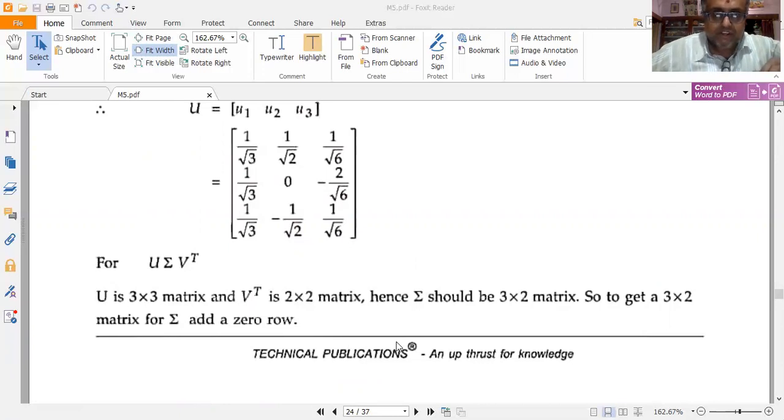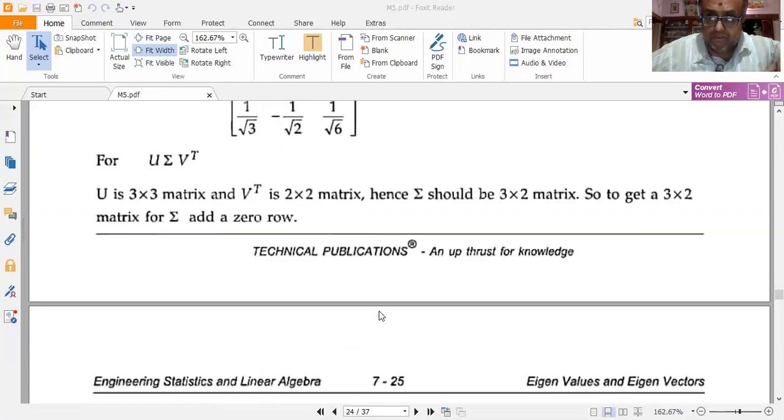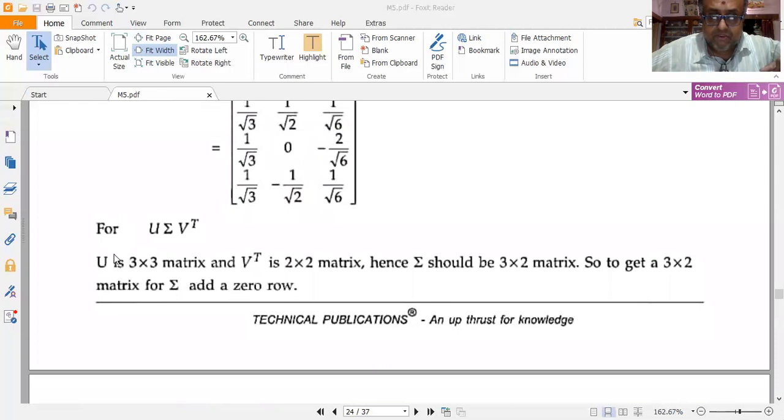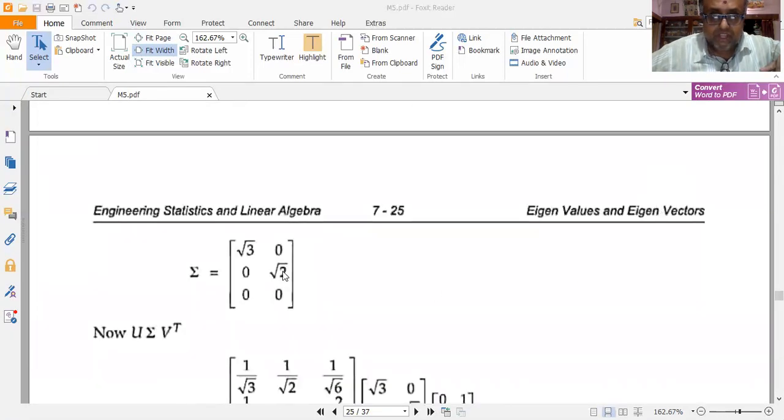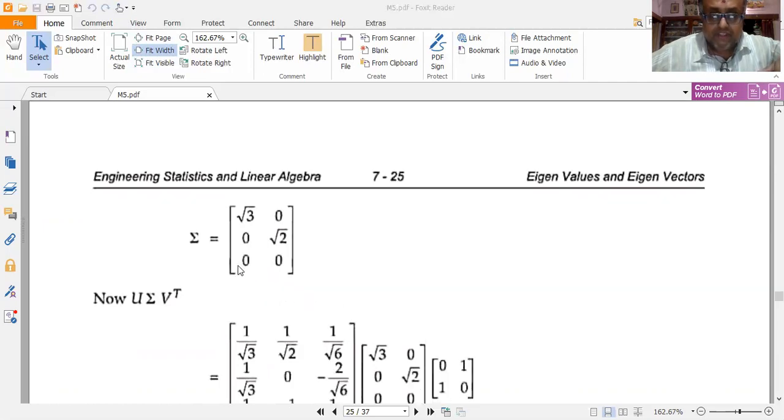So to get a 3 cross 2 matrix for sigma, I should add a 0 row. Please be attentive here. U is a 3 cross 3 matrix, V transpose is a 2 cross 2 matrix. Hence, sigma should be a 3 cross 2 matrix. So to get a 3 cross 2 matrix for sigma, I shall add a 0 row. So sigma is equal to root 3, 0, 0, root 2. This is 2 cross 2, but I need 3 cross 2. So I am adding an extra 0 row.